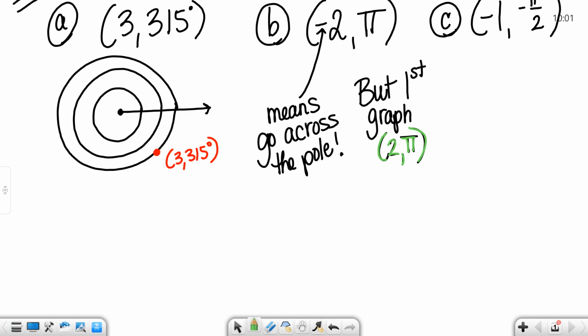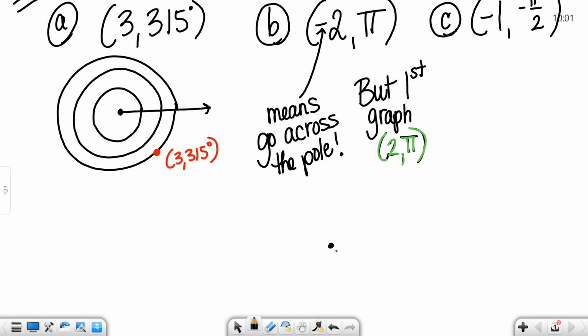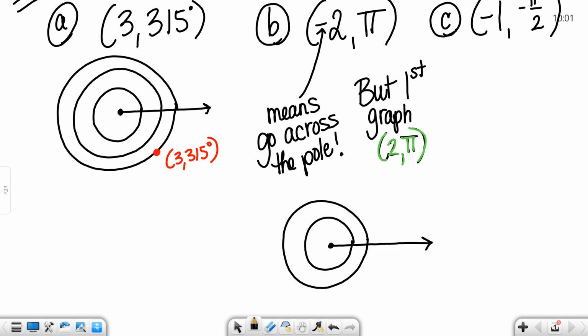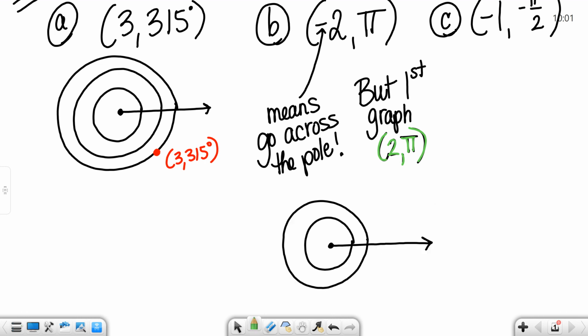All right, so I'm going to draw myself a little polar system. So I've got my pole, my polar axis, and we're definitely going to be on the second circle. So I'm going to draw 2 circles for sure. All right, and 2 pi, I said I would graph this one in green. If I go starting at the polar axis and I go a radian of pi, that would put me right here. So this is 2 pi.